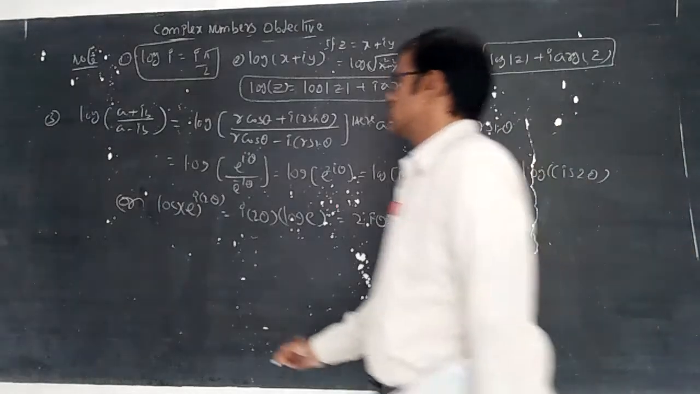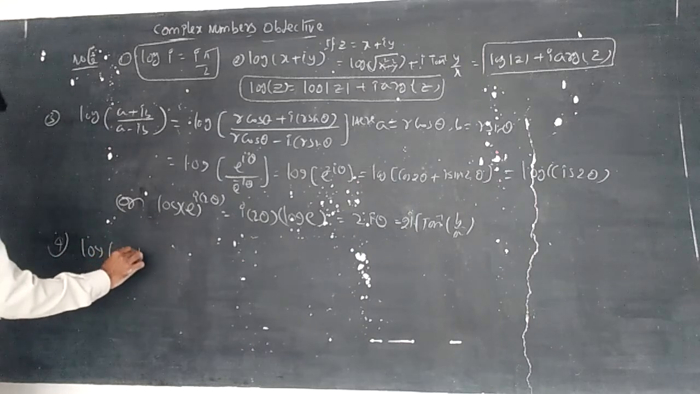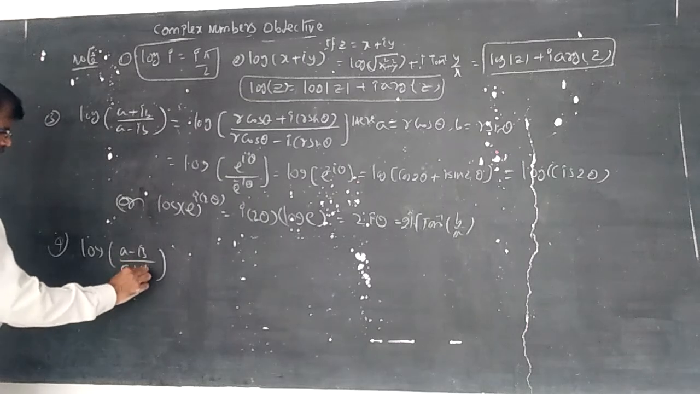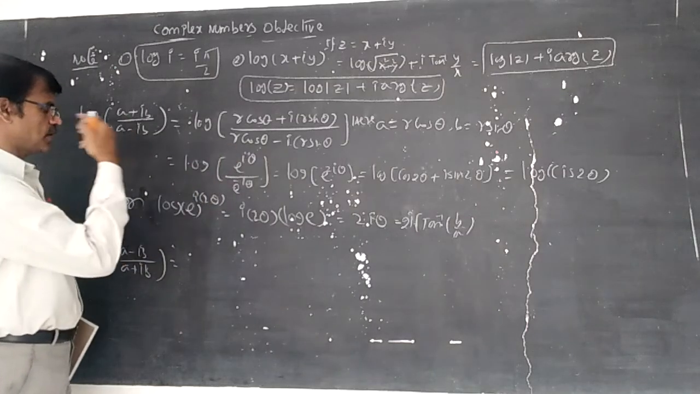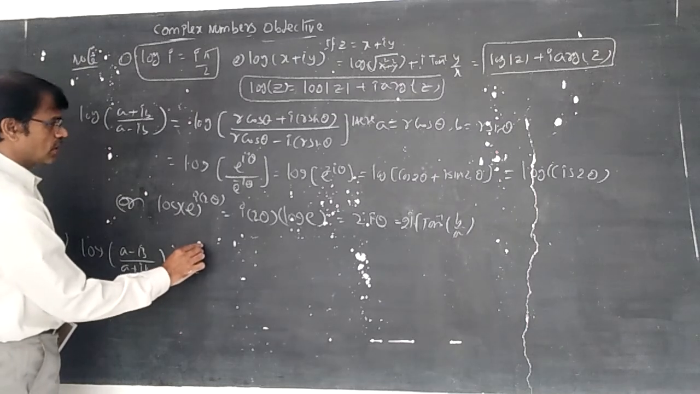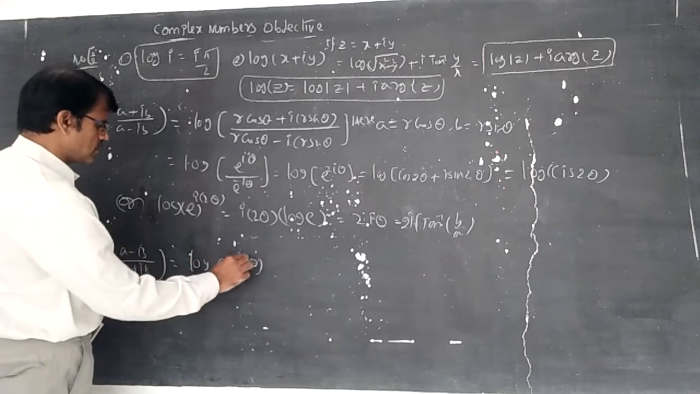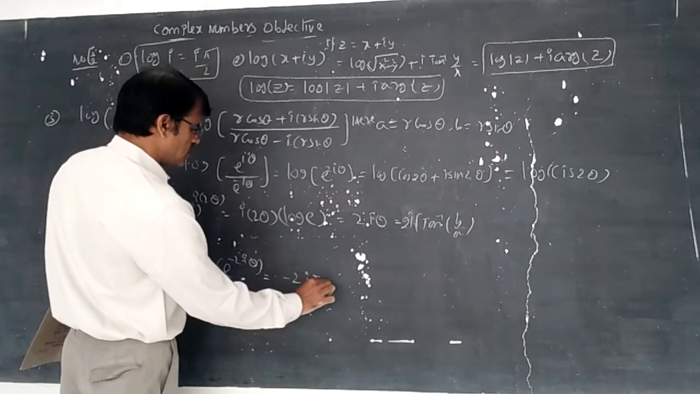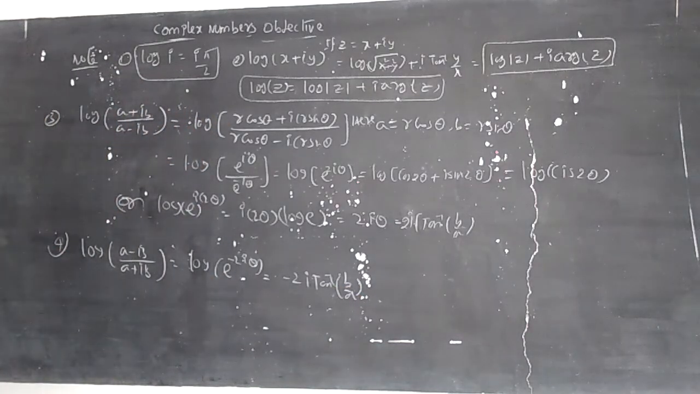Similarly, log of a minus ib by a plus ib. Use the same concept. Here you can understand e power minus i theta by e power i theta. So e power minus i theta minus e power i theta becomes e power minus 2i theta. So this is log of e power minus 2i theta, meaning minus 2i times tan inverse of b by a. This is also a useful formula.